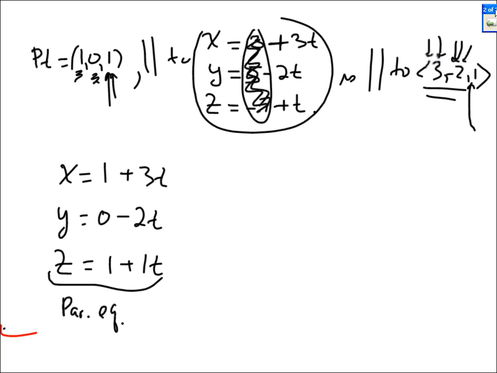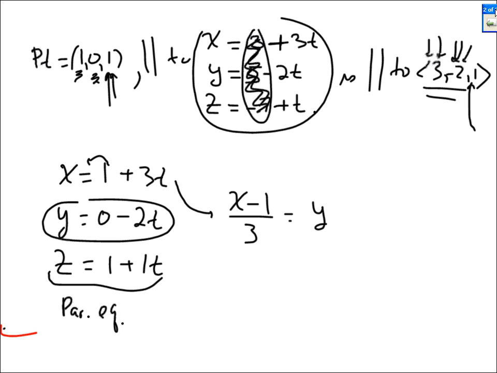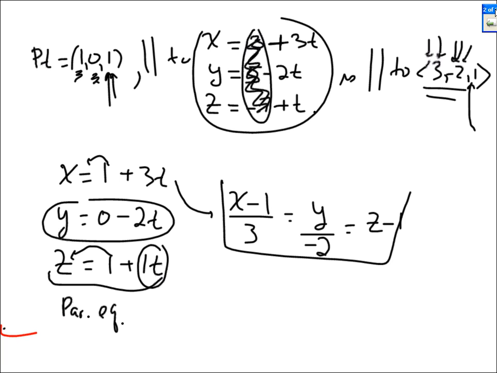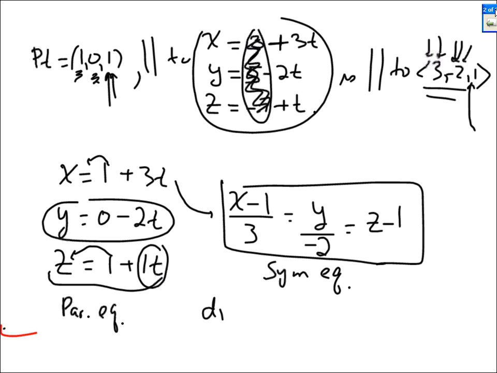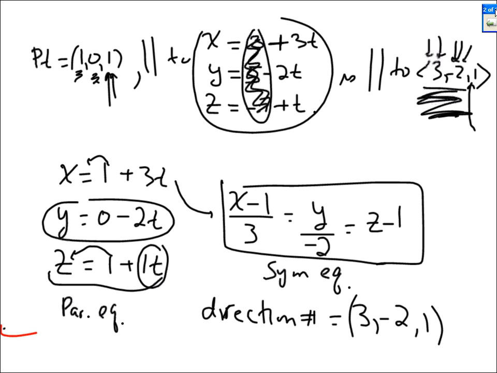Now we also want to write the symmetric equations. So we solve each of the equations for t, and we set them equal. When you solve the first equation for t, you bring the 1 over. So x take away 1 is 3t. Divide by 3, now you have t. The second equation, if you just divide both sides by negative 2, you will have t. In the third equation, bring the 1 over, so now you have z minus 1 equals 1t. And here are your symmetric equations. The direction numbers are these numbers up here: 3, negative 2, 1. They're numbers, not a vector, so don't put the vector brackets around them.